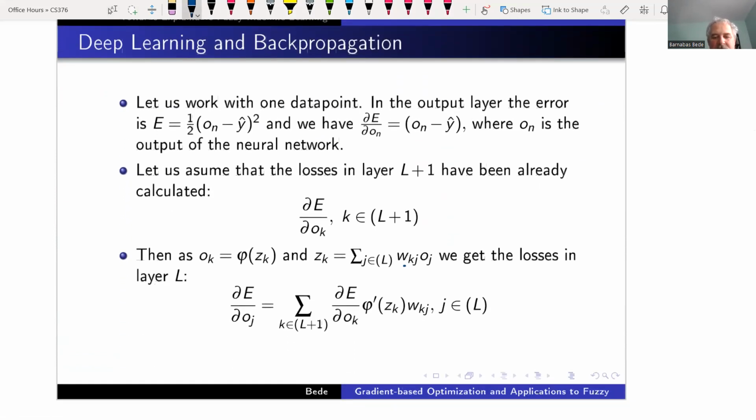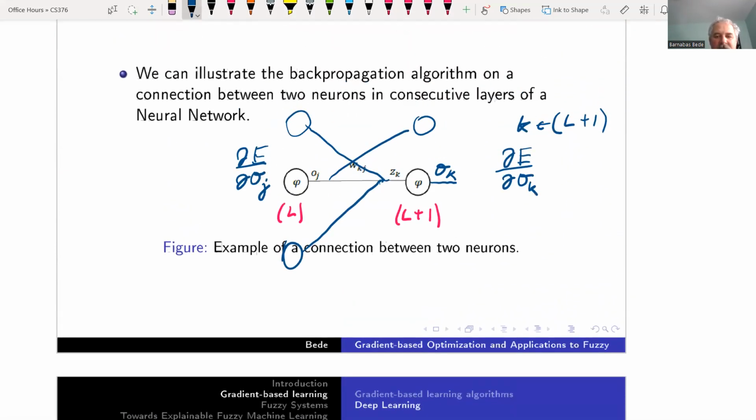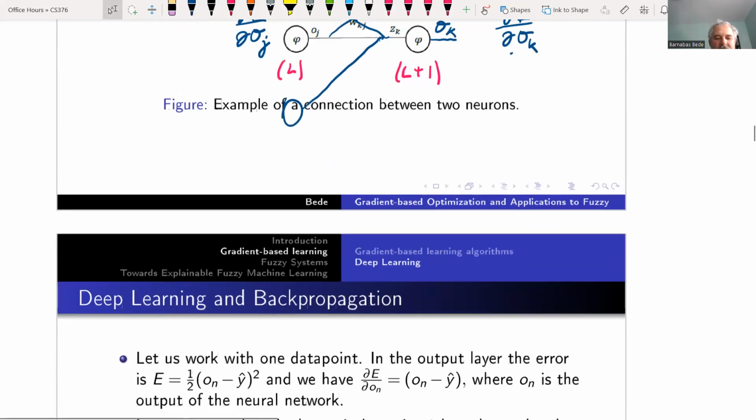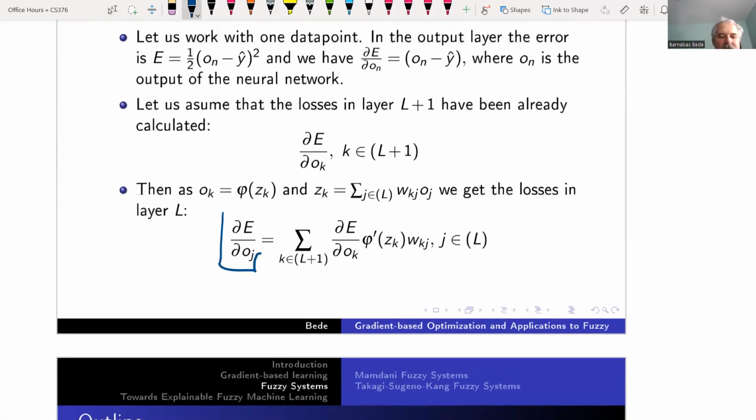Zk is then the sum of all inputs from the previous layer's outputs Oj. So then I'm going to take the derivative of del E del Oj. How does error depend on Oj? Error depends on Ok, where Ok depends on zk, and zk depends on Oj through wkj. So all these create three terms in the gradient calculation for del E del Oj, which is going to be this expression.